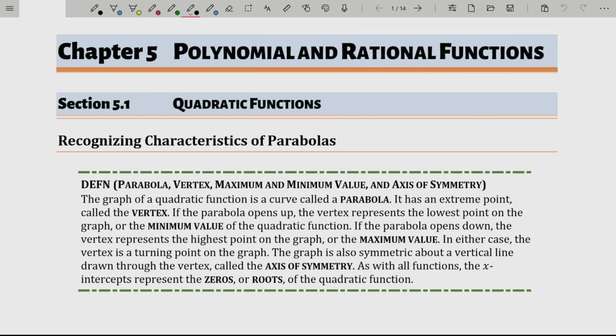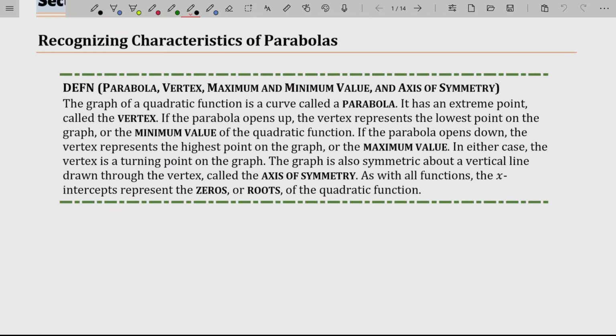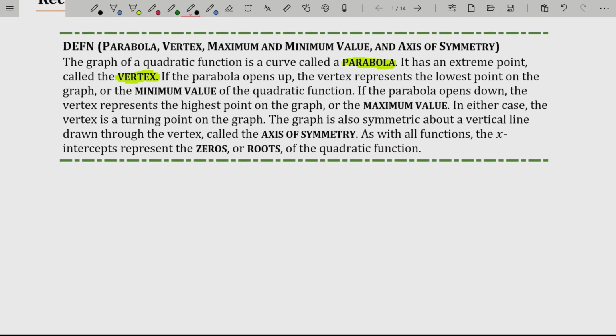So let's remind ourselves about a few things that quadratic functions have that we need to be aware of. This definition is a pretty beefy definition. I'm just going to read it out here. The graph of a quadratic function is a curve called a parabola, and that should be very familiar to you. It has an extreme point called the vertex, and I will showcase this. You should all know from your experience in mathematics thus far that that is the shape of a parabola.